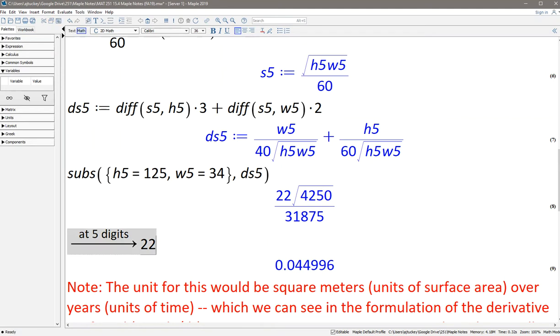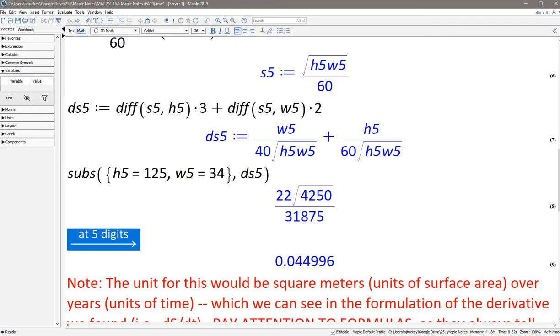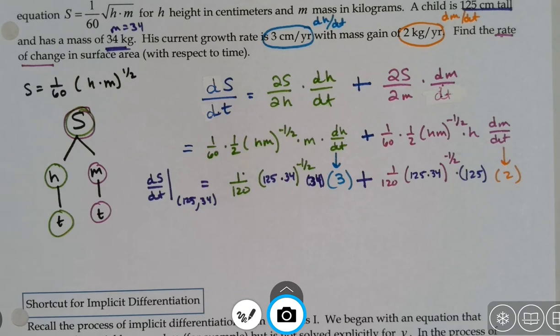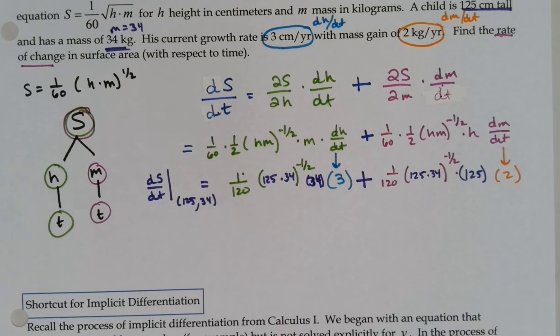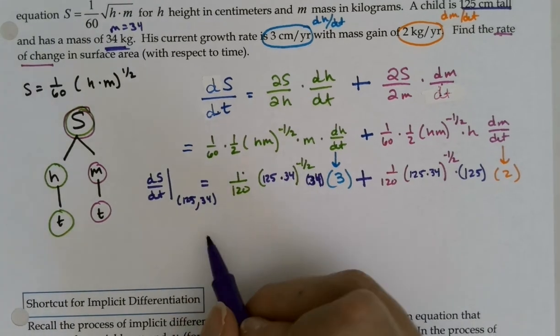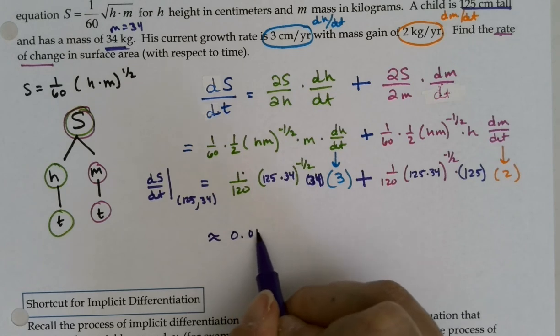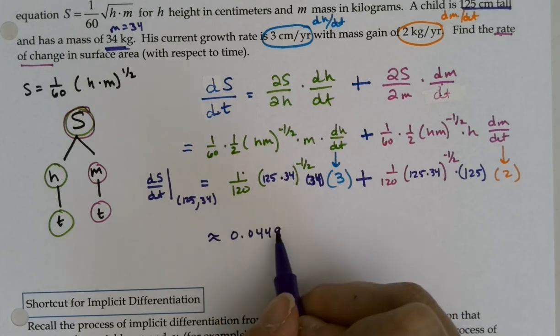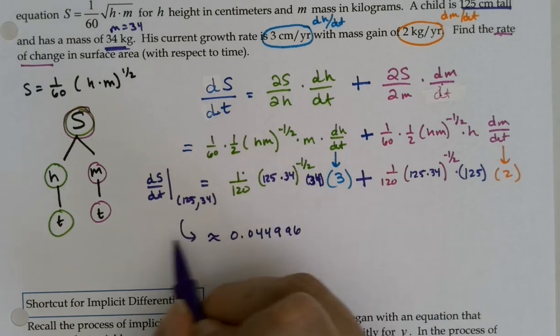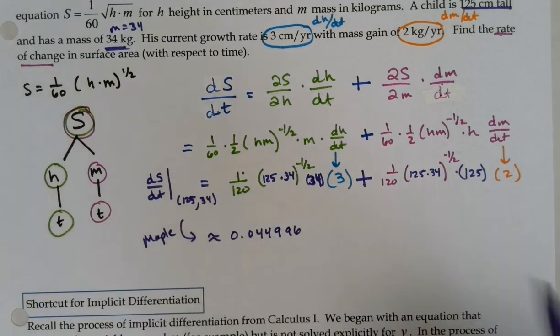Simple as that. There we go. So it was 0.044996. So that's that derivative. I used Maple to do this.